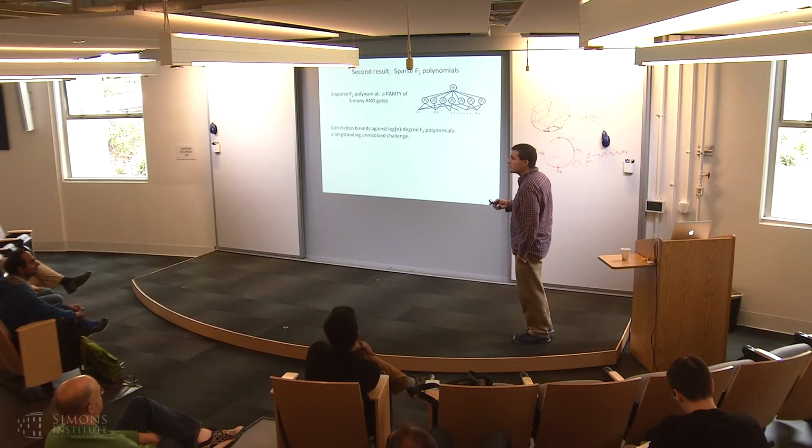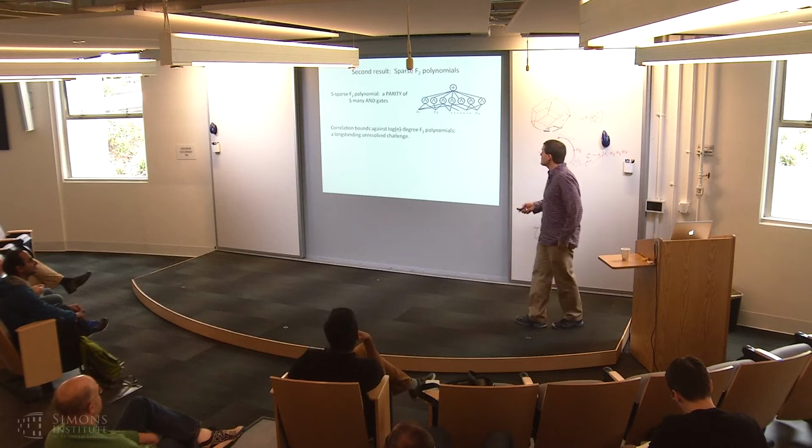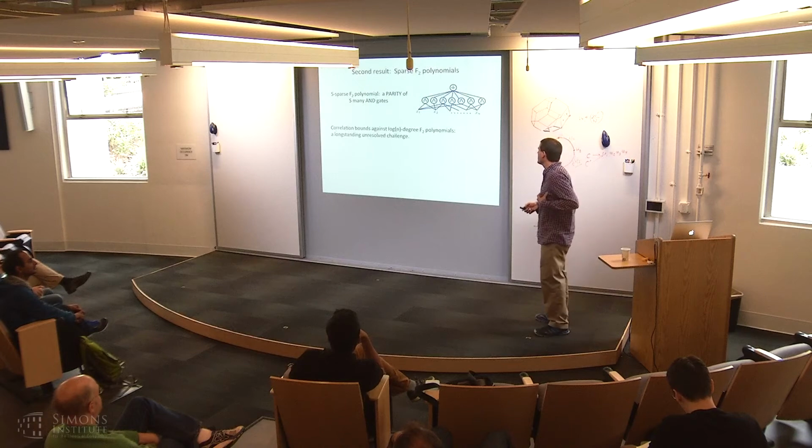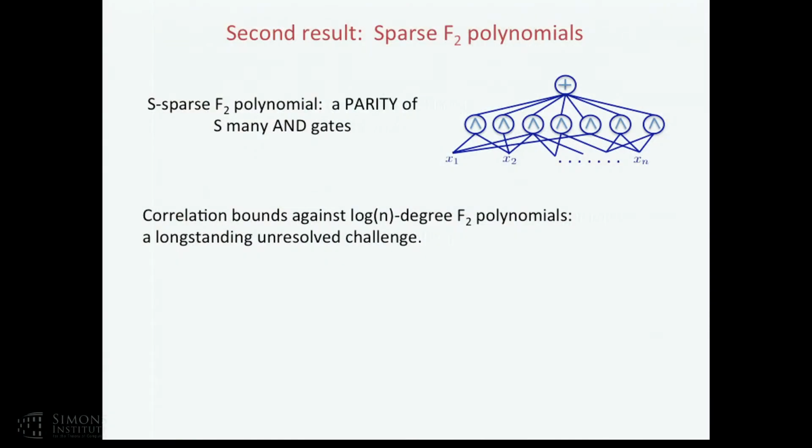Okay, so that's, we're still in the results-oriented introduction. That's the result for AC0 circuits. We also can say similar kinds of things for sparse F2 polynomials. So just a little picture. These are just neither more nor less than parity of AND gates. And we measure the size by the number of AND gates or the number of monomials in the polynomial.